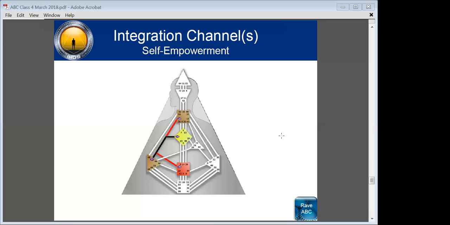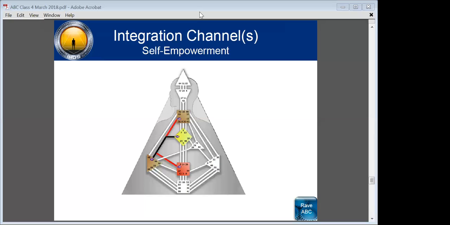How many channels can you create here out of these 4 gates? 6, exactly. So everything else, you'd have 2 gates and you'd have 1 channel. You'd always have 2 centers. But here we have 4 gates, 4 centers, but 6 potential different expressions of life force.